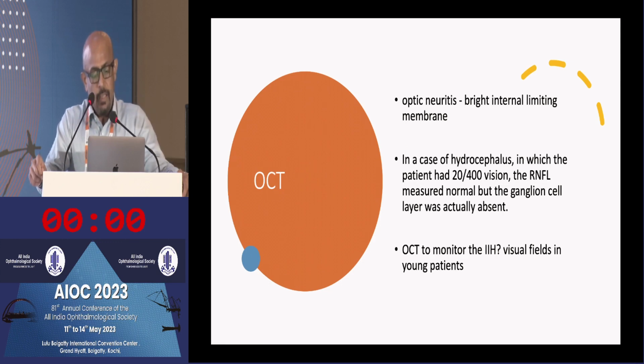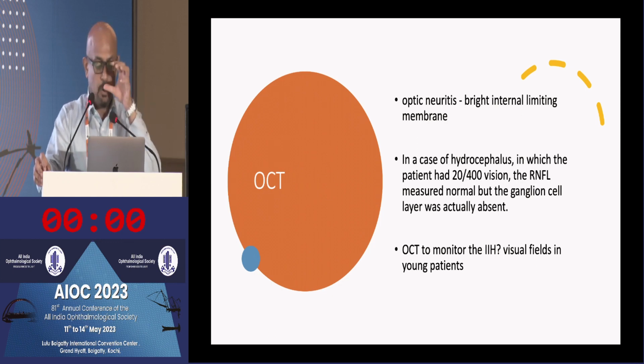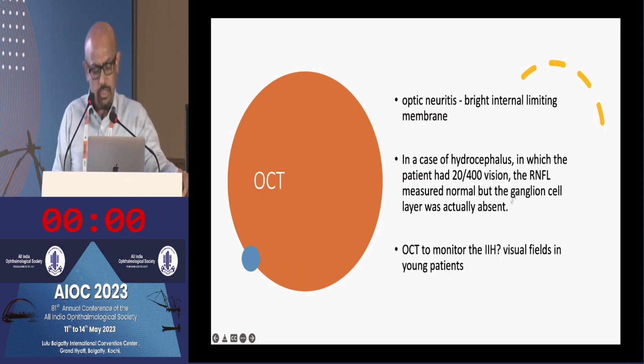In a case of hydrocephalus, which I fished out from the literature, the patient had 20/400 vision, but the average RNFL was normal, and the child was given a diagnosis of functional vision loss. But then the ganglion cell layer was actually completely absent. So the patient actually had a problem. OCT can be used to monitor IIH and also visual function in young patients.